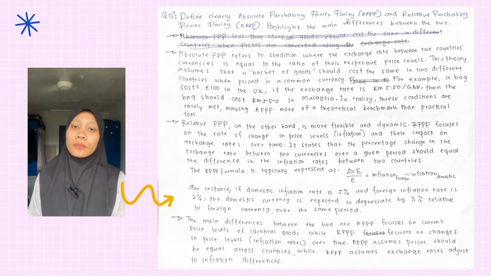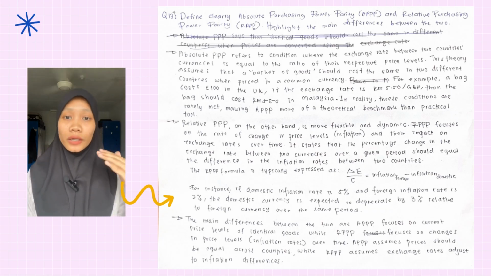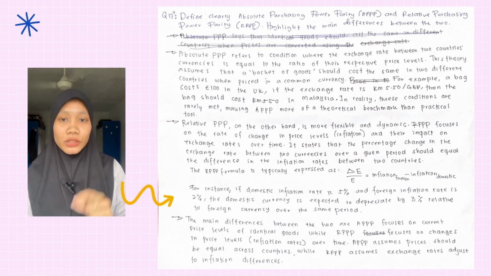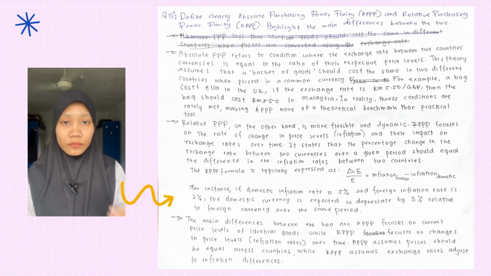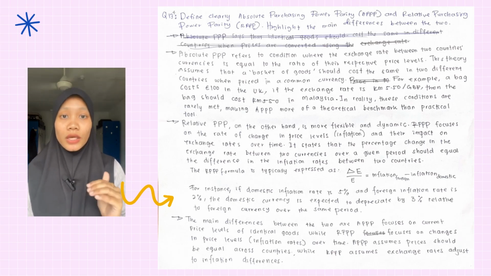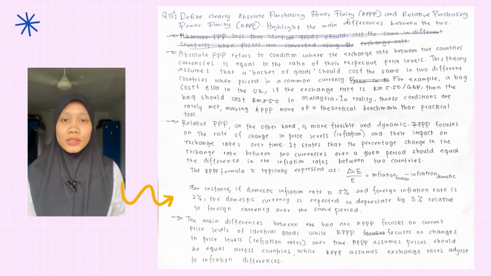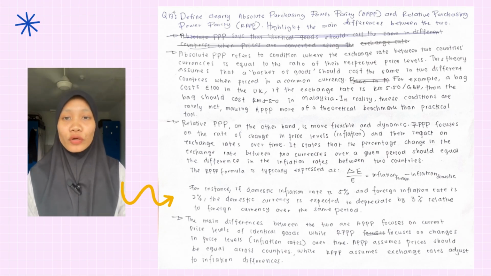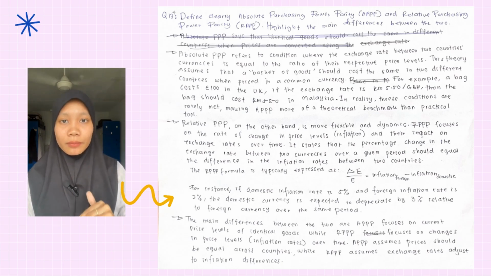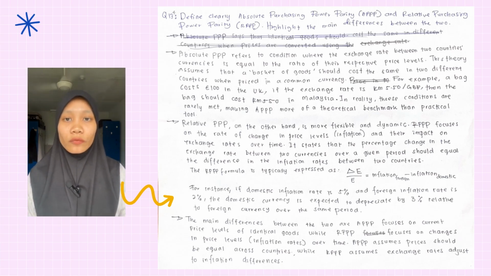It says that if Malaysia's inflation is higher than UK's, the ringgit should depreciate against the pound by the inflation rate difference. The RPPP formula is typically expressed as change in exchange rate over initial exchange rate equals inflation foreign minus inflation domestic. For instance, if domestic inflation is 5% and foreign inflation is 2%, the domestic currency is expected to depreciate by 3% relative to the foreign currency over the same period.